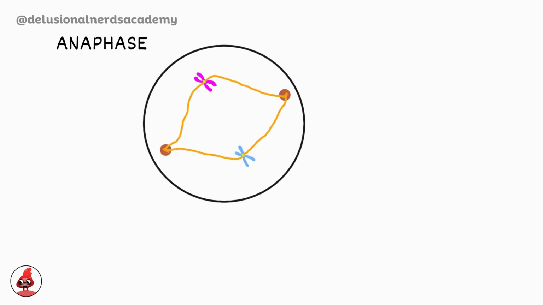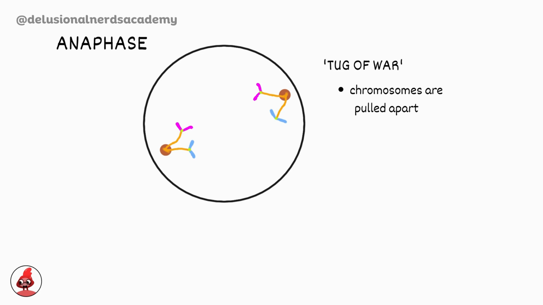Anaphase. In this step, I like to refer to it as a tug of war between the chromosomes and the spindle fibers. The spindle fibers that grabbed hold of the chromosomes pull them apart with all their might towards the opposite ends of the cell. Each is now its own chromosome.